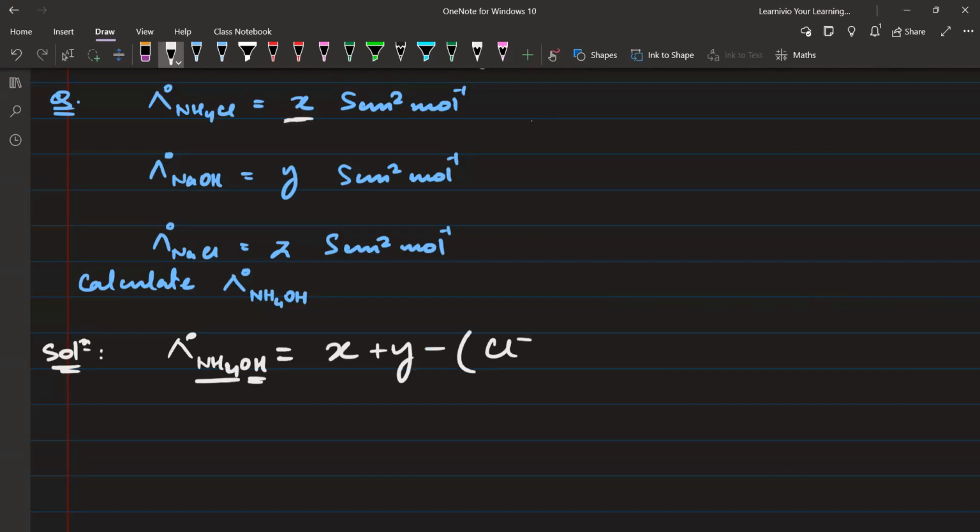Cl minus. What is extra in Y? Na. Okay, so X plus Y minus Z. Yes, correct Mariam. That's it. It will carry one mark, nothing more, the numbers X, Y, Z will be given. You just need to do some addition and subtraction.